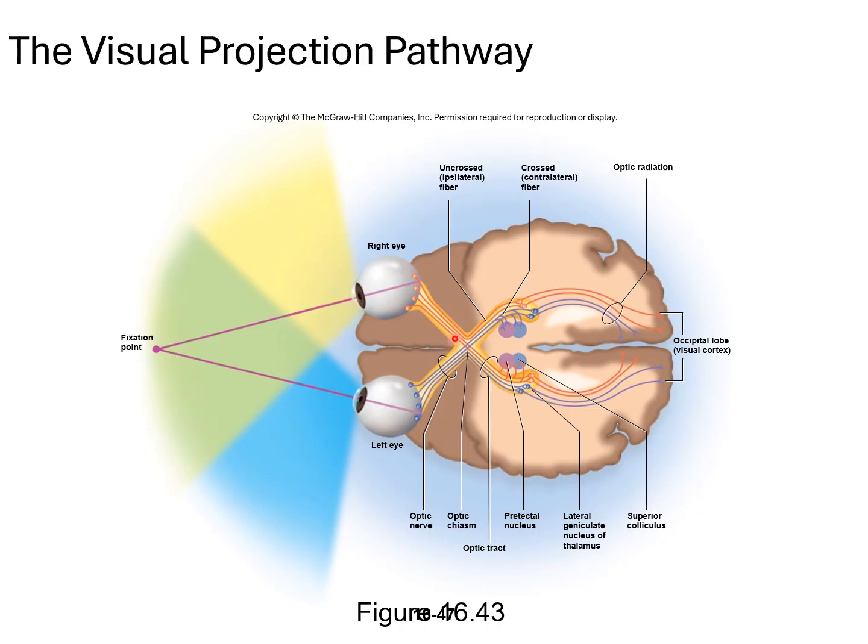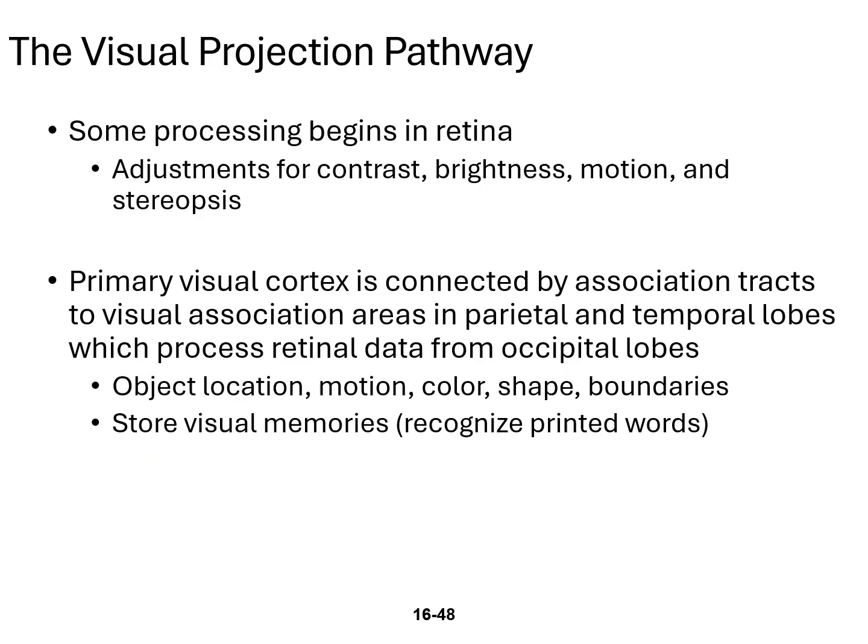That's why you need them to cross over for you to be able to judge how far something is away, and that's how our scotopic vision works, and photopic vision works, and how we can see far away and nearsighted. So some processing begins at the retina. So we can kind of adjust for contrast, brightness, motion, that type of thing.